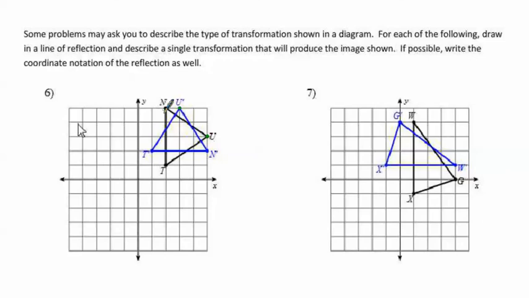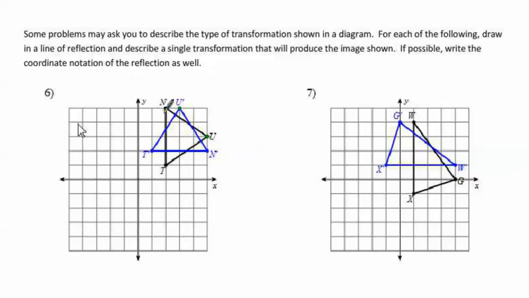What I want to do is find the midpoint, because remember, the reflection is the perpendicular bisector. That line is the perpendicular bisector of the segment connecting the point and its transformed image. So in this case, if it's a bisector, it has to pass through the midpoint between those 2 points.